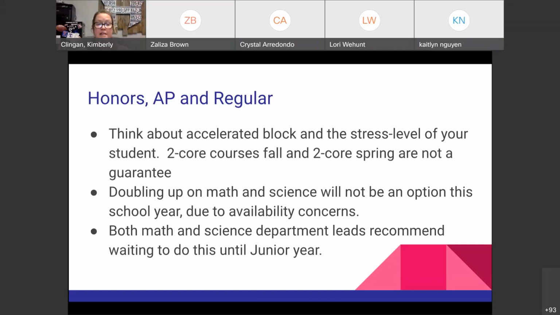And both the math and science department lead teachers recommend that students wait until junior year to do this. So if your student is sold on doing both geometry and algebra 2 during sophomore year, you may need to consider taking a summer school VLA course in order to take that algebra 2 during this school year. But doubling up on math or science with the 8 classes, this year that's not going to be an option. I'm sorry.